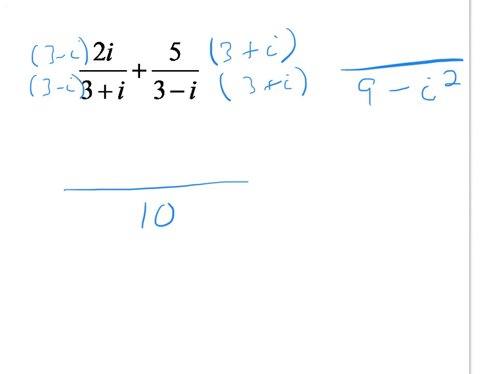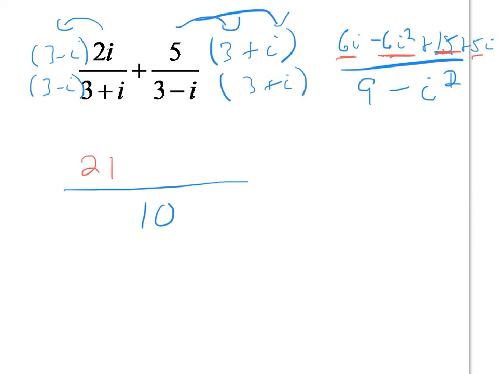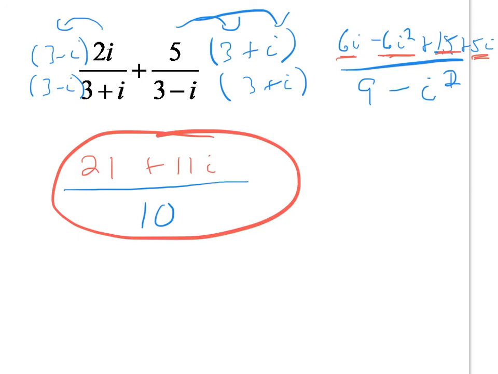Up top, if I distribute, I have 6i minus 6i squared, plus, I'm going to distribute again, 15 plus 5i. Up top, it looks like I have 15, let me switch colors here, 15 minus 6i squared is plus 6, so that's 21. 6i plus 5i is plus 11i, and there is my final answer, 21 plus 11i all over 10.